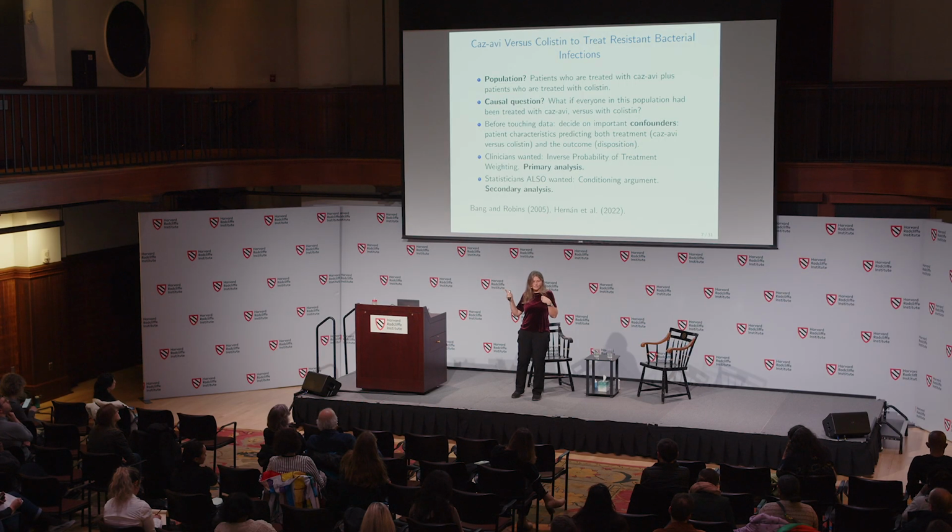For example, we look in patients who have a urinary tract infection and a PIT score of 4, and we look at what is the treatment effect in such a patient. This is a fair comparison because we have conditioned on all the confounders. So this is a perfectly valid comparison, PIT score of 4 with urinary tract infection. We compared the people with Casavi with the people with colistin.